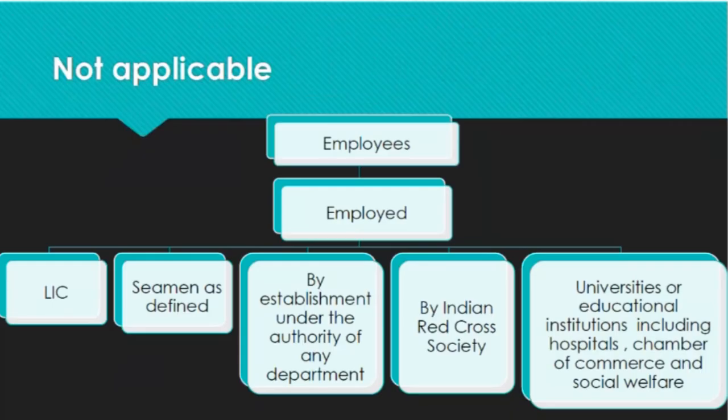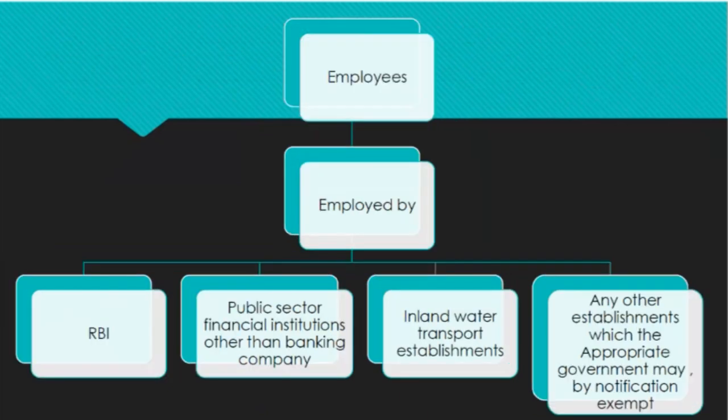Universities and educational institutions are governed by UGC rules. So whatever provisions of the UGC are applicable, they will apply. Then for RBI, a separate law, a separate act is there, so that will apply. Public sector institutions are governed by the central government or state government, so the state and central government's provisions will apply. So the Code on Wages will not apply in this case.